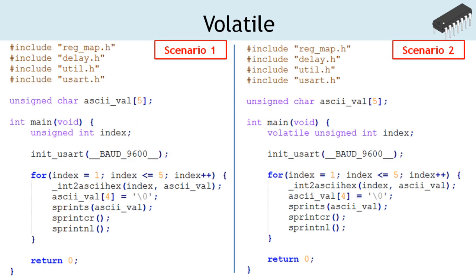I shall compile the code twice. First, the code is compiled with the variable index declared as a plain variable, that is, without the keyword volatile. Let's call this scenario 1. And second, the code is compiled with the variable index declared volatile. Let's call this scenario 2. The compilation is carried out with the debug flag -g and optimization flag -Os in both the scenarios.